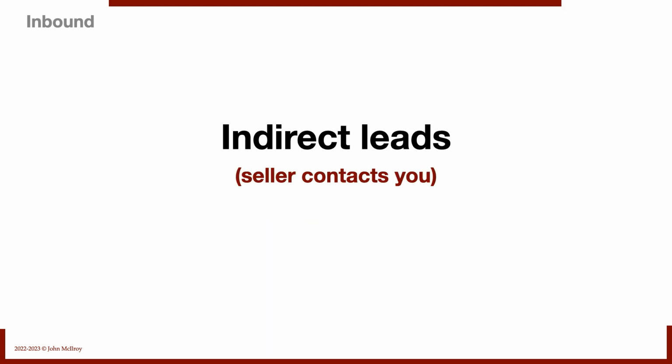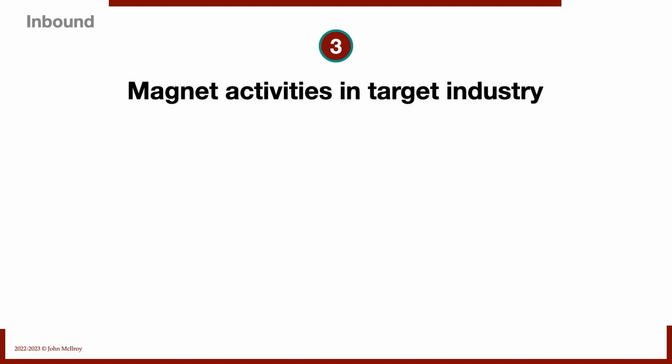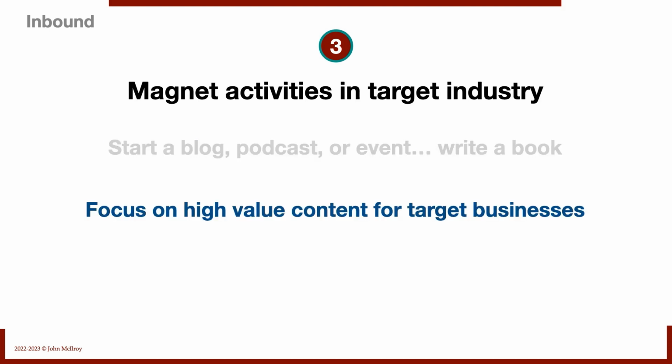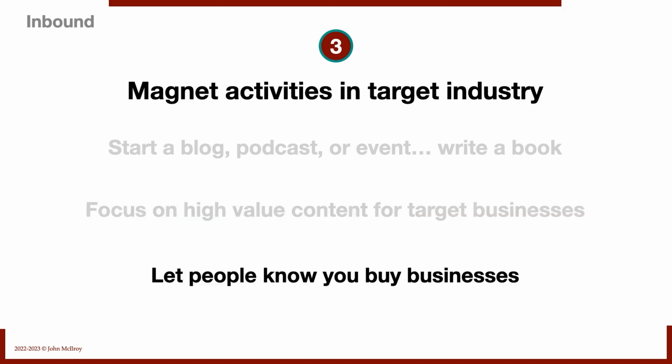Indirect leads, where the seller contacts you, that starts with a magnet activity you undertake in a target industry. You start a blog, a podcast, an event. You write a book. Whatever it happens to be, focus on high-value content for the target business, one that showcases your expertise. Content is king. It's fairly easy to get a following these days. And let people know that you buy businesses.